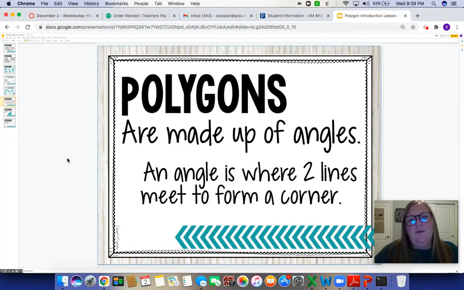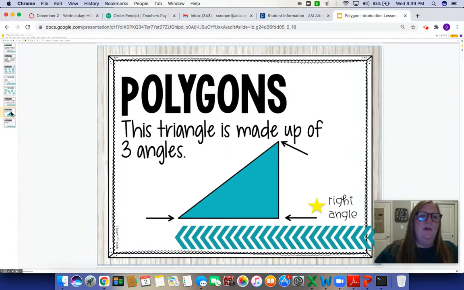Polygons are also made up of angles. An angle is where 2 lines meet to form a corner. So they give us a great example. Here's a polygon, which is a triangle. It says this triangle is made up of 3 angles. So again, it has 3 straight sides, 1, 2, 3. It also has 3 angles.